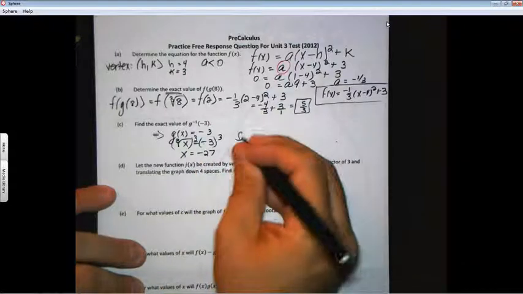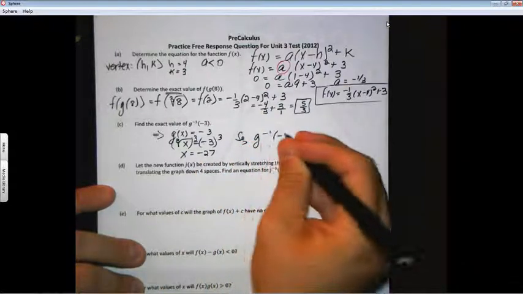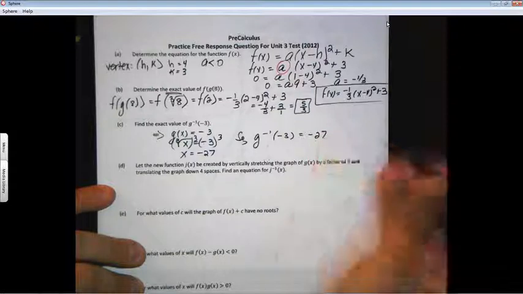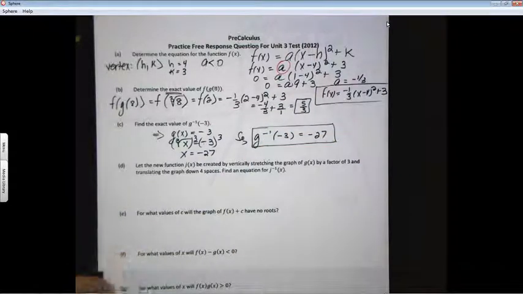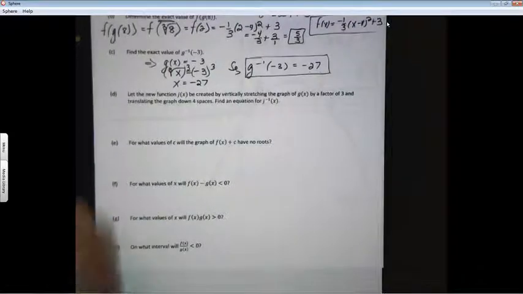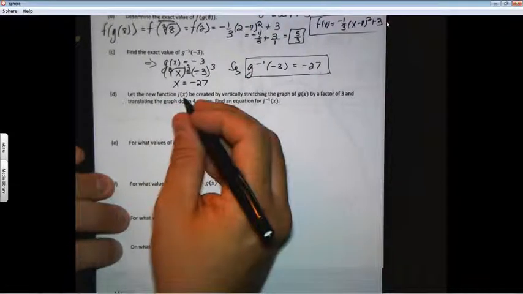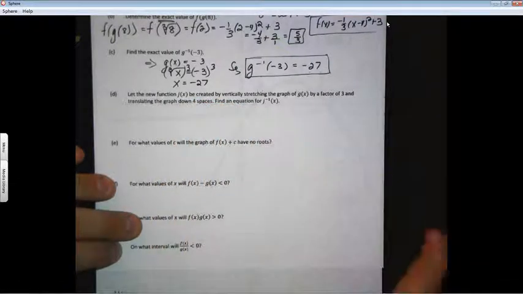g of x is the cube root of x. So in order to figure out where the cube root of x is equal to negative 3, I'm going to cube both sides. Cube root of x cubed just gives me x. Negative 3 cubed, negative 3 times negative 3 times negative 3, is negative 27. So g inverse of negative 3 is negative 27.